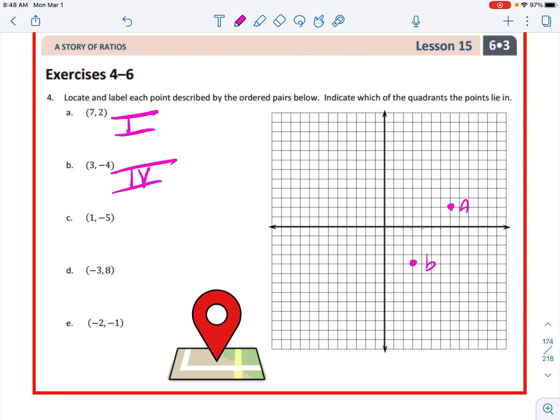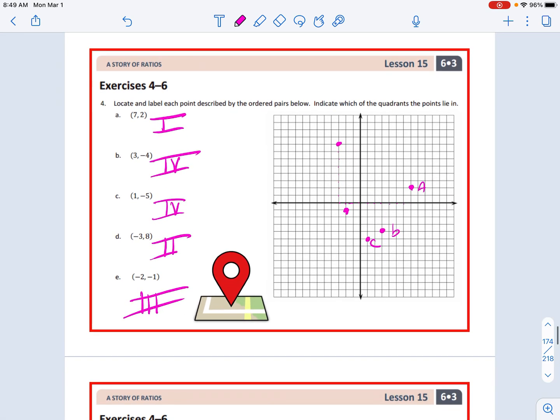Letter C is at 1 and negative 5. That is also in quadrant 4. D is negative 3, so I go to the left and then up 8. And that is quadrant 2. When both numbers are negative, that's always going to be quadrant 3. So negative 2 and negative 1 is in quadrant 3. And we write quadrants in Roman numerals. I don't know why, that's just how we are told to do it.